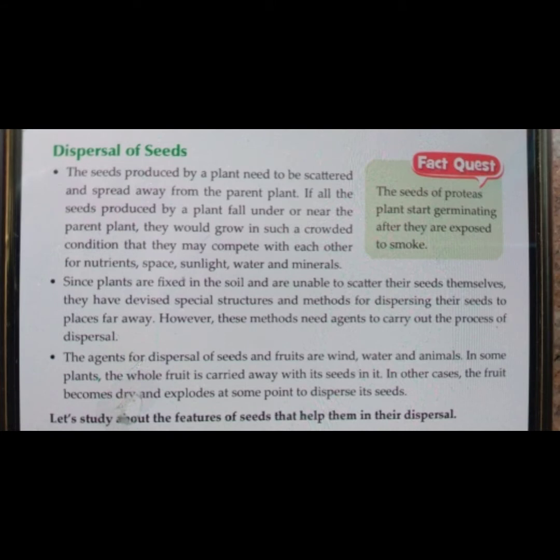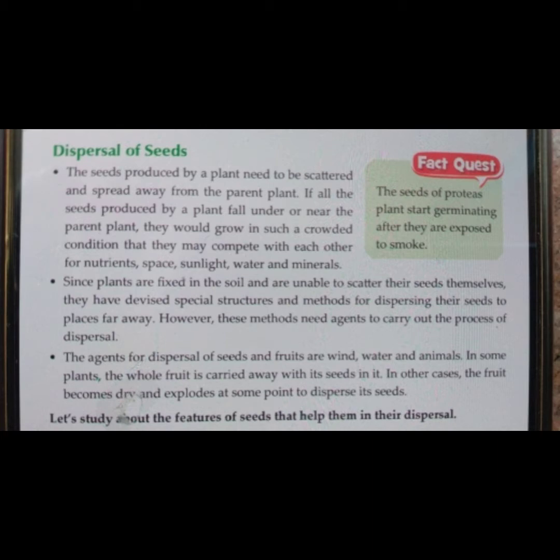Dispersal. Dispersal meaning is scattering away or moving away from one place to another, or one more meaning is spread away. So this is the meaning of dispersal. So here, if the plant produced seeds, if all the seeds fall near the parent plant, what happens? Yes, they all will grow in crowded conditions, and also they compete with each other for nutrients, minerals, sunlight, and for the space also. So these are the problems.